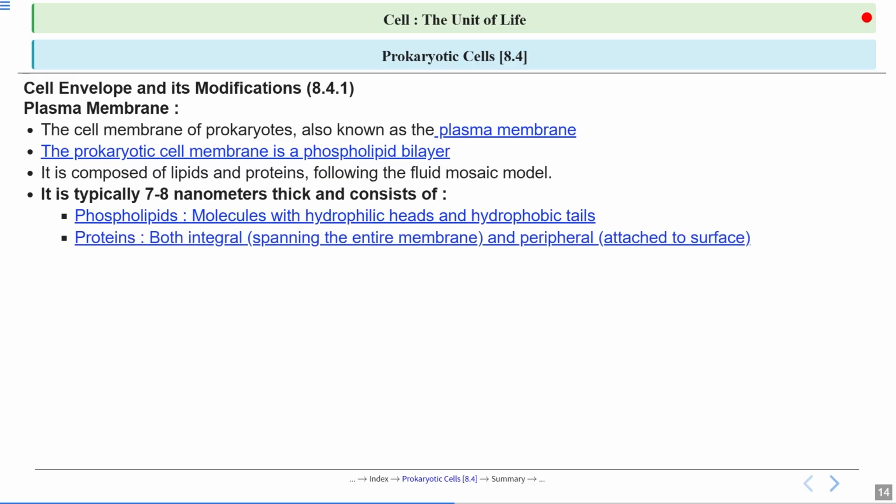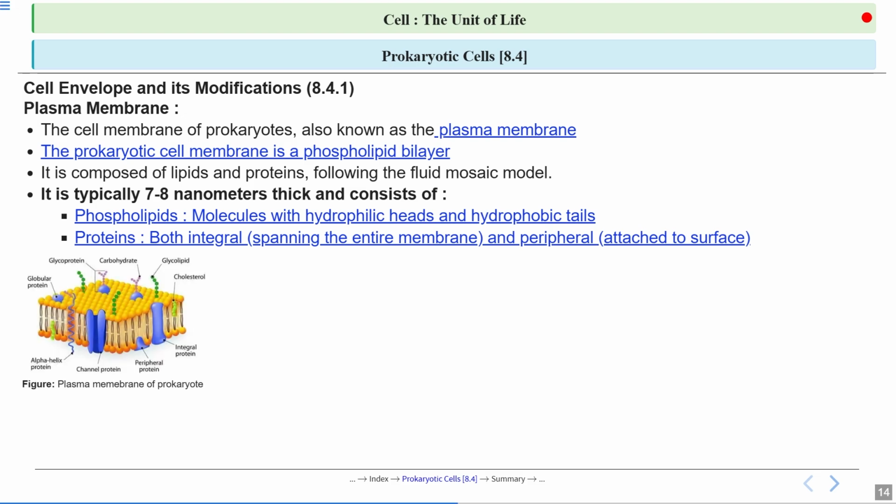This plasma membrane also consists of proteins. Integral proteins span the entire membrane, and there are peripheral proteins which are attached to the surface. So proteins are of two types, integral proteins and peripheral proteins.